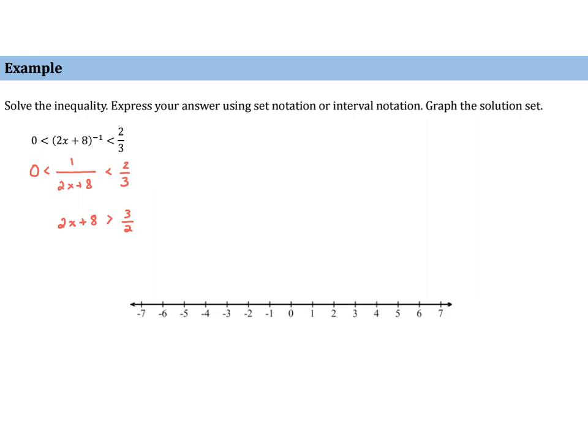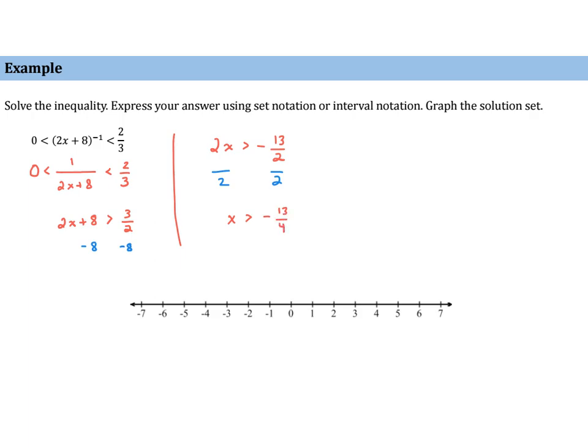Now we can subtract 8 from both sides. And this means that we have 2x is greater than negative 13/2. Now we can divide both sides by 2. So this means we have x is bigger than negative 13/4.